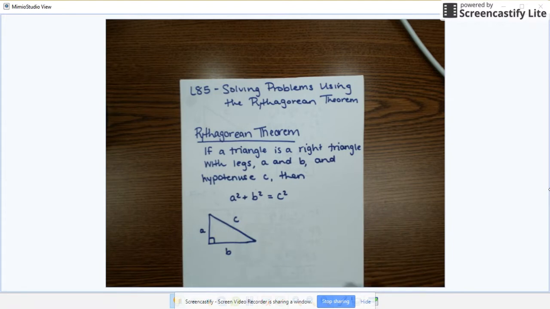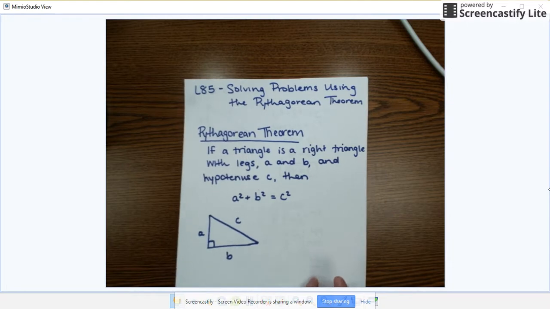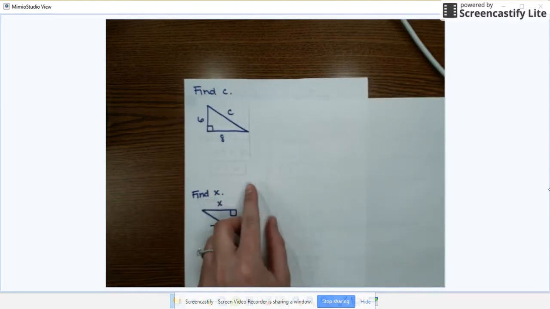So if we look at a picture, A and B are shorter sides. C, in order to tell it's a hypotenuse, is always directly across from that right angle every single time. So we're going to actually use the Pythagorean theorem to solve some triangles.